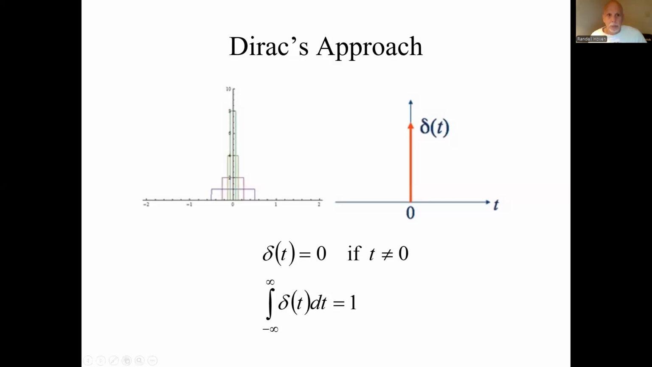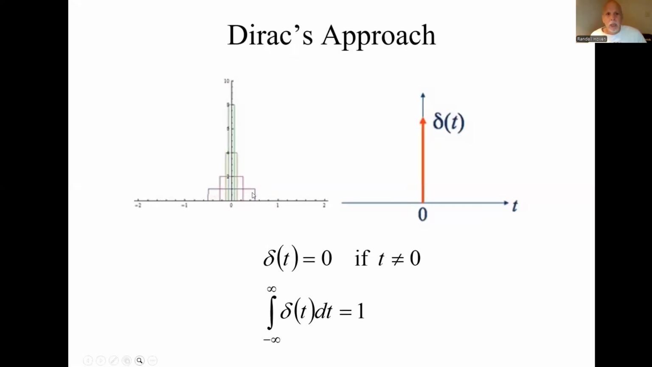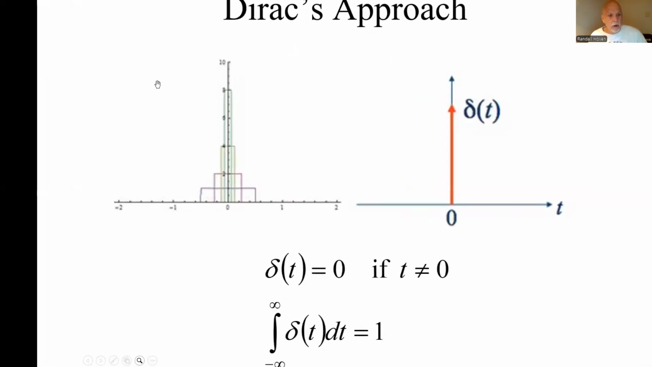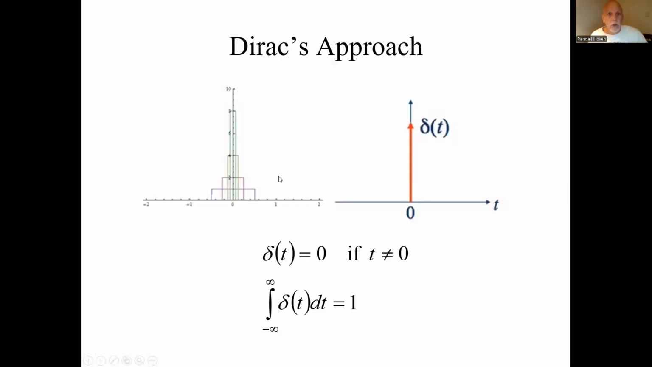Most of the engineering textbooks have this kind of thing. You start out with a function like this. We'll call it a pulse. This is a box pulse, where the area under that curve is 1. And you keep narrowing it down, but keeping the area at 1, so that you ultimately get this infinite spike.